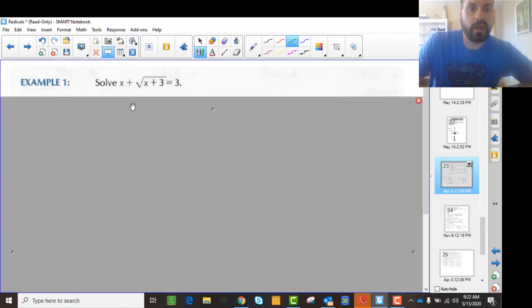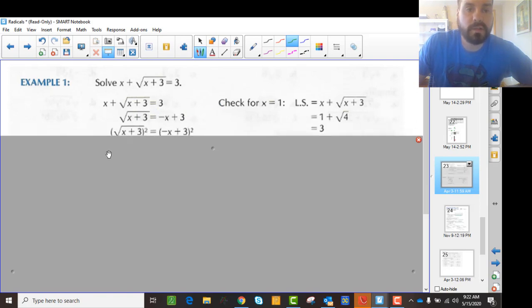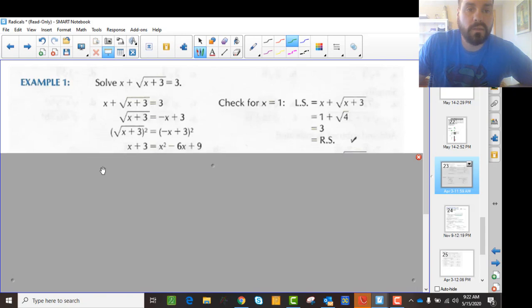Here's another example. We have x plus the square root of x plus 3 equals 3. We want to isolate the radical, so we move the x to the other side and get the square root of x plus 3 equals 3 minus x. Then we square both sides. This side gives us x plus 3, and the other side gives us x squared minus 6x plus 9.